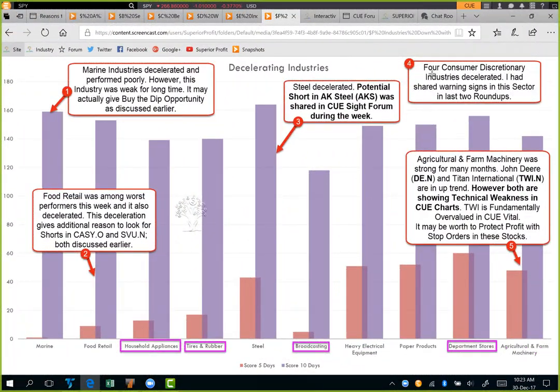I mentioned about warning signs in consumer discretionary sector. This is the third week now. For 2 weeks I had mentioned that based on Q industry rotation analysis. And this week, 4 consumer discretionary industries decelerated. As a sector, consumer discretionary turned negative. These consumer discretionary industries are household appliances, tires and rubber, broadcasting and department stores. So you may be cautious if you are holding long positions in these industries.